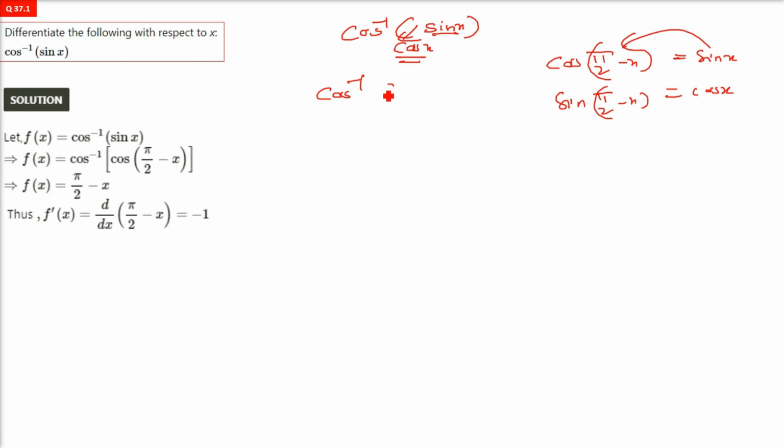So cos inverse of cos of pi by 2 minus x it will be. Okay, so just cancel it out. Pi by 2 minus x will remain, and this is your f(x), which is y. So dy by dx is equal to, pi by 2 is 0, and minus x, differentiation of x is going to be 1. So negative 1 it will be.